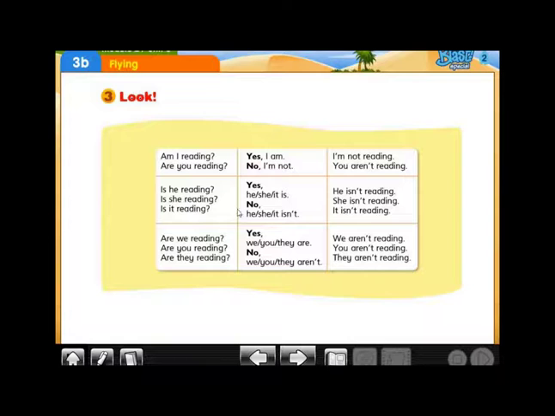If I answer with no, I'll say no, he isn't. Or no, she isn't. Or no, it isn't. He isn't reading. She isn't reading. It isn't reading. Are we reading? Yes, we are. Are you reading? Yes, you are. Are they reading? Yeah, they are. No, we or you or they aren't. We aren't reading. You aren't reading. They aren't reading.